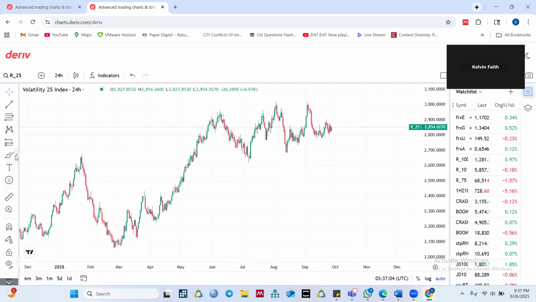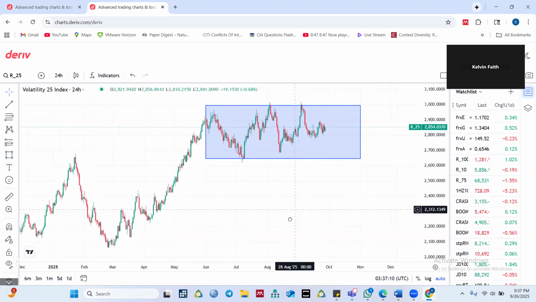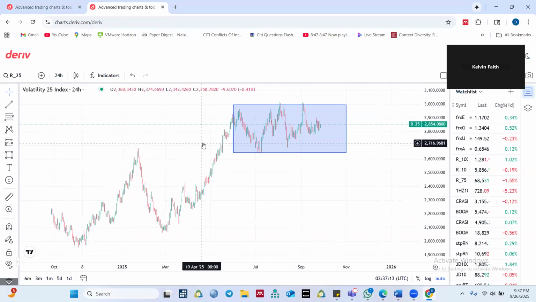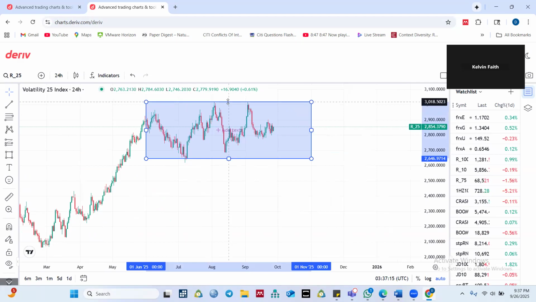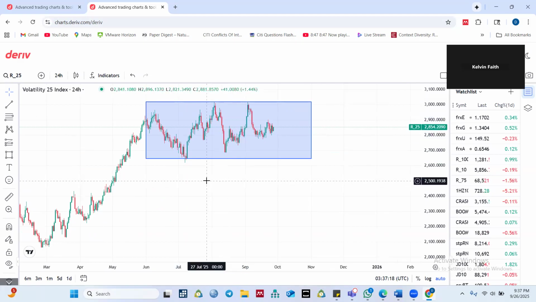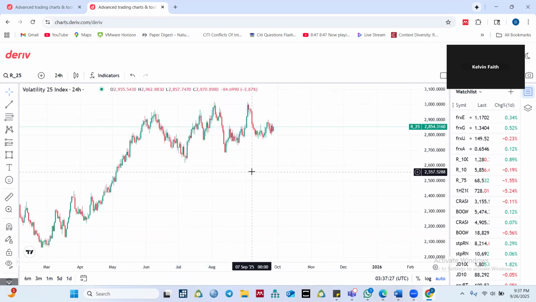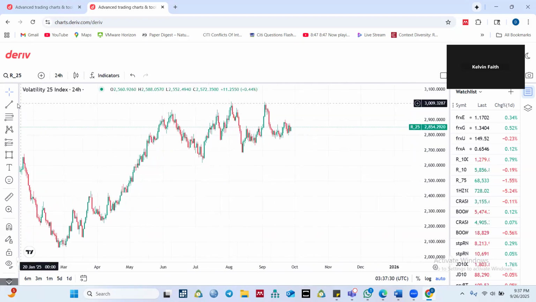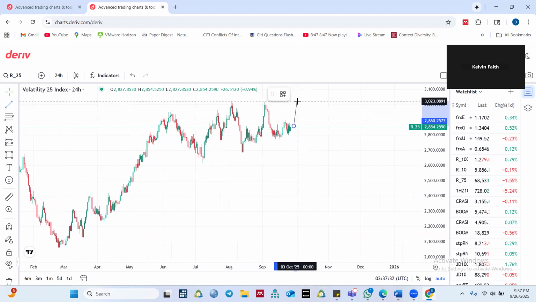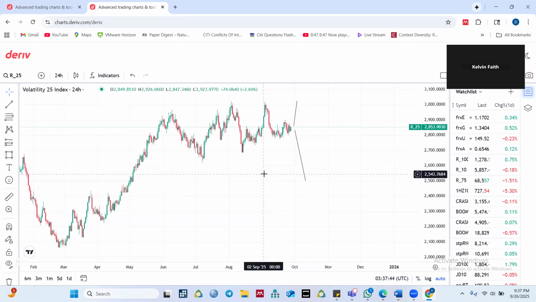Currently, we are ranging off this area. Volatility 25 ranging off this area. But inside this area, what do we see on the 24 hours? So for me, I can see two things. One, we are likely to buy, and two, we are likely to sell off where price is right now. It's both likely to buy and likely to sell.